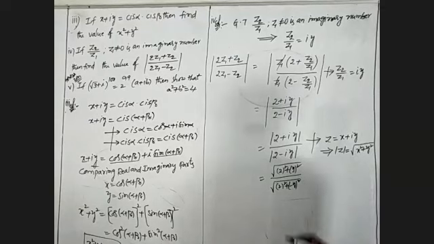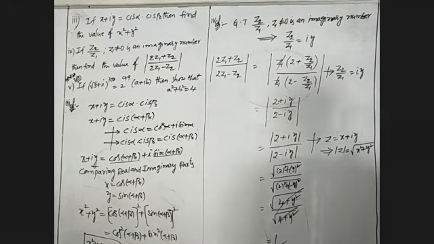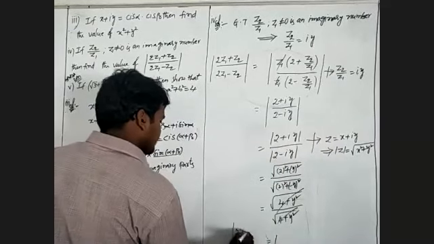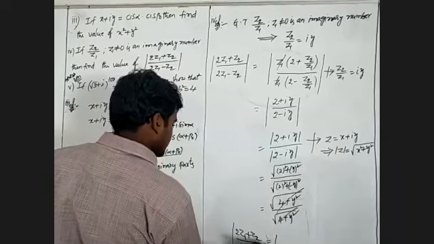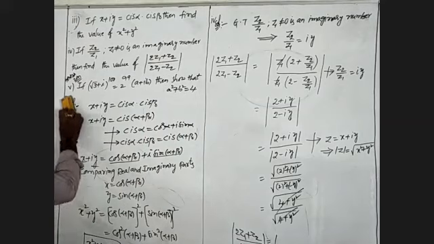2 square is nothing but 4. That means root of 4 plus y square by root of 4 plus y square. Both will be cancelled. Their value is 1. This is the value for mod of 2z1 plus z2 by 2z1 minus z2, which is nothing but 1.